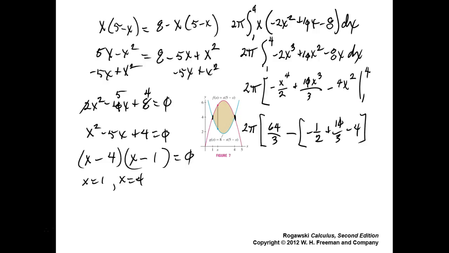Negative 7 over 6. Okay. So you got a 2 pi times a 64 thirds minus a minus. Is that what you're saying? Which is a plus 7/6. Is that what you said? 7/6. Okay, we're taking, again, his calculator's word for it.